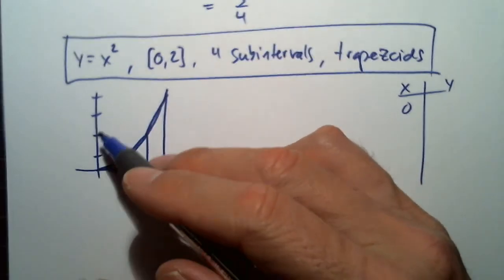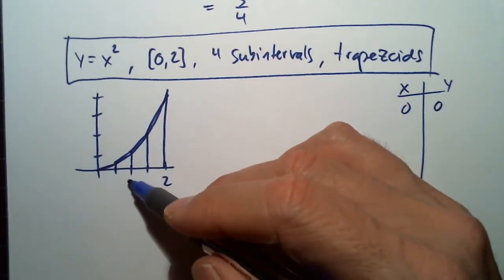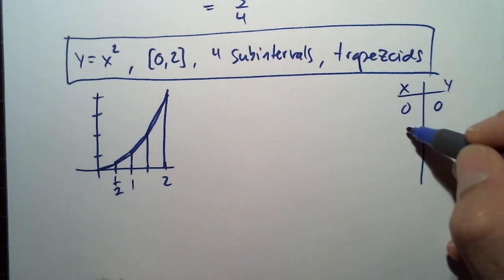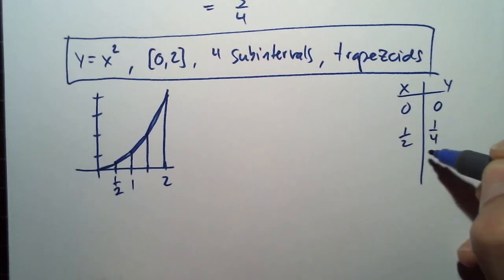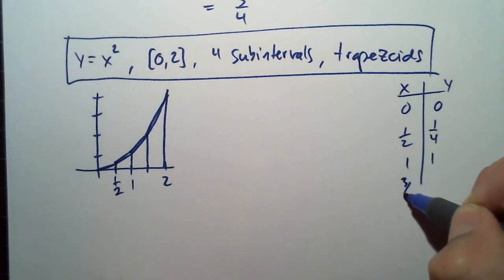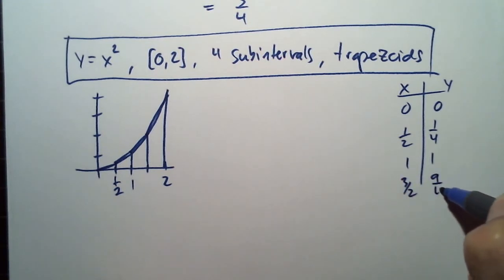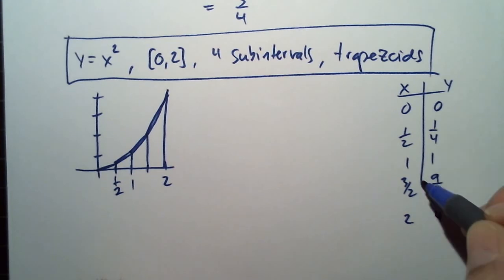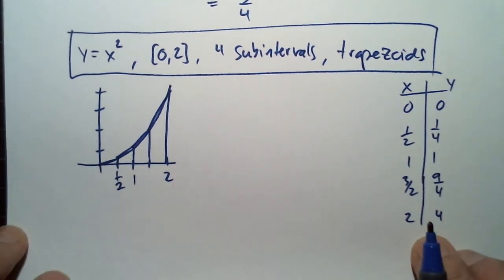So at 0, the height is 0. At 1/2, the height is 1/4. At 1, the height is 1. At 3/2, the height is 9/4. And at 2, the height is 4. And then we can just use those y values.